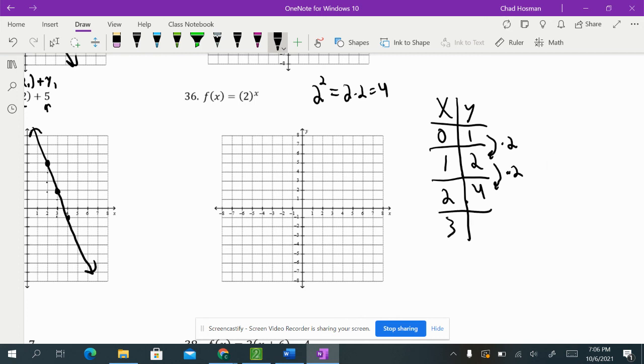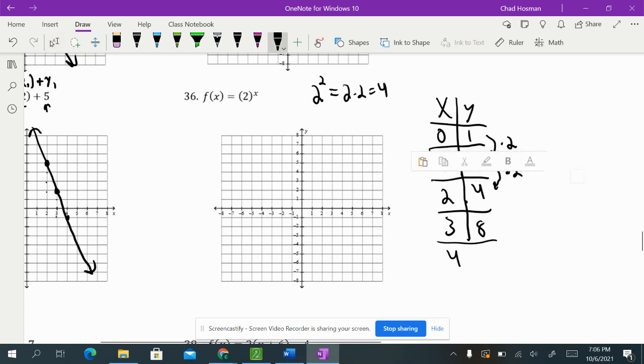So we could keep going, right? 3 would be 8, because that's 4 times 2. 4 would be 16. And we have our table. So we just have to plot it, right? When x is 0, y is 1. So we'll have a point right here at 0, 1. When x is 1, y is 2, so we'll have a point at 1, comma 2. When x is 2, y is 4, so we'll have a point at 2, comma 4. When x is 3, y is 8, so way up here. And we can see our curve.